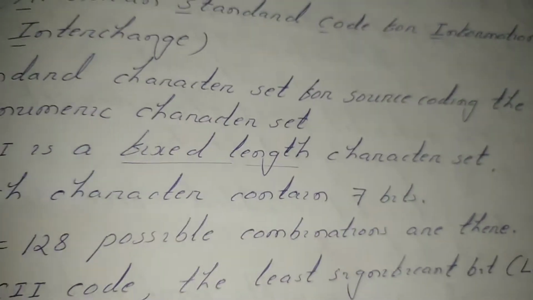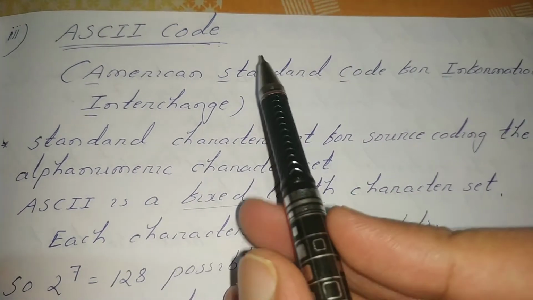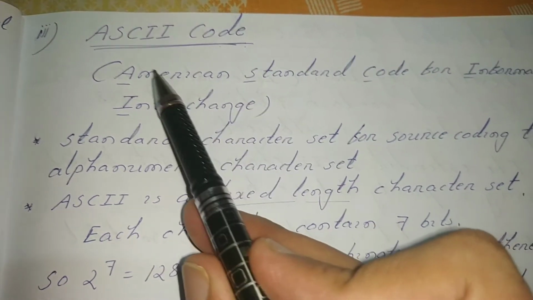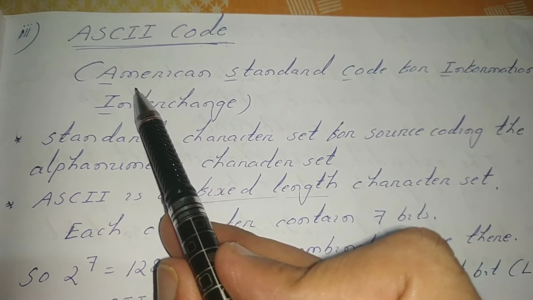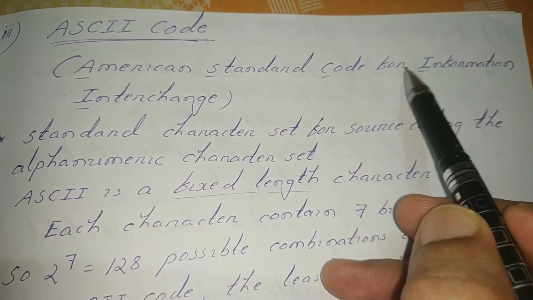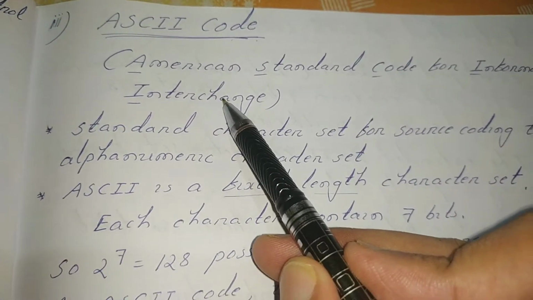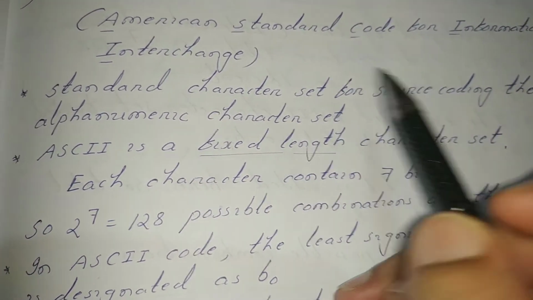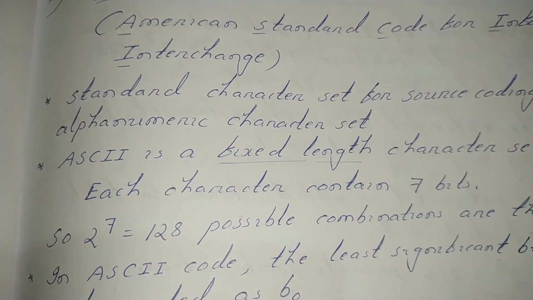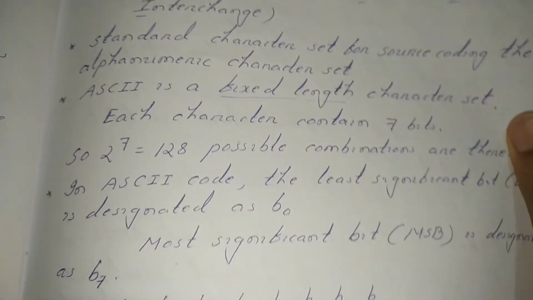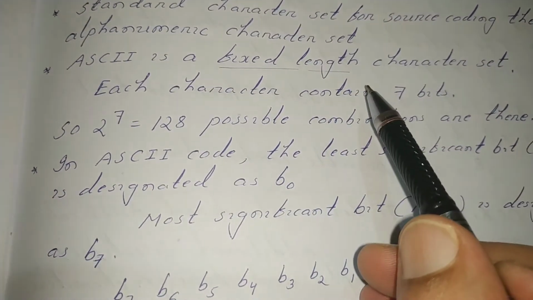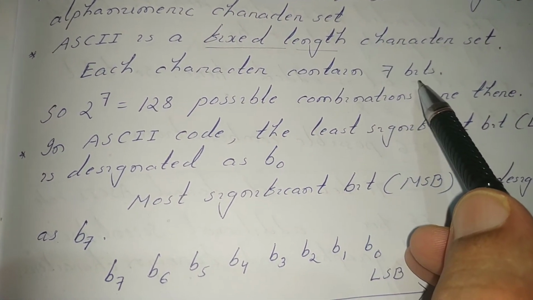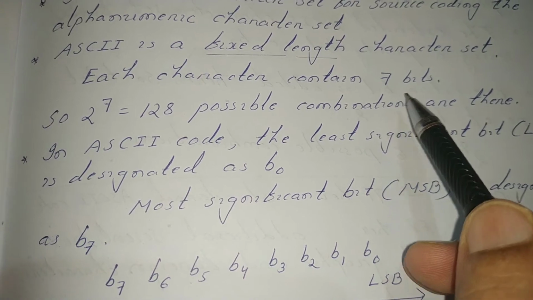Next important and most commonly used character code is ASCII code. ASCII stands for American Standard Code for Information Interchange. It is one of the standard character sets for source coding the alphanumeric character set. Nowadays ASCII code is widely used, and ASCII is also a fixed length character set. Here each character contains 7 bits, but Baudot code contains 5 bits.